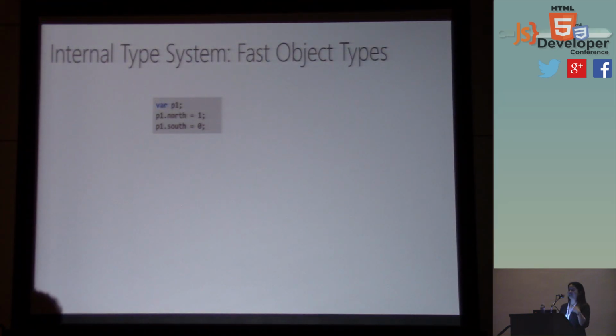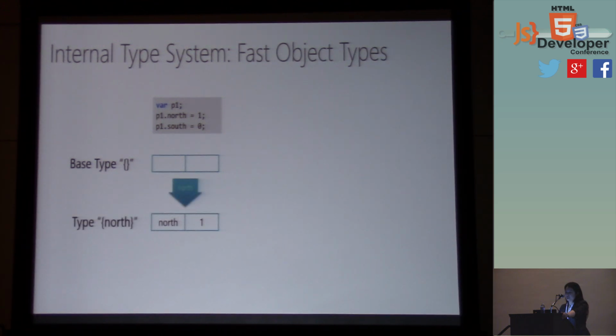Now, this is something I think not everybody is aware of. For any JavaScript engine, it doesn't matter which browser you use, if you have a particular object called P1 with two properties, north and south, like this, the very first thing the compiler does is always allocate a base type like this.